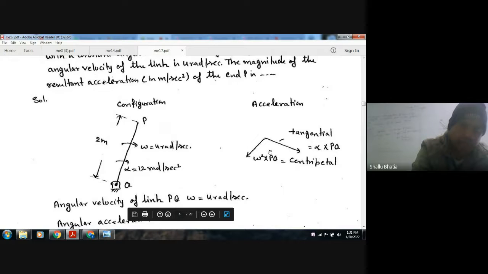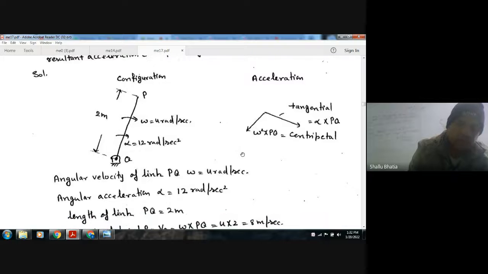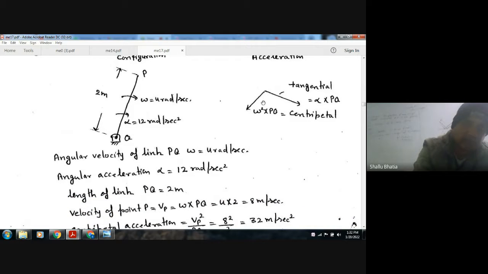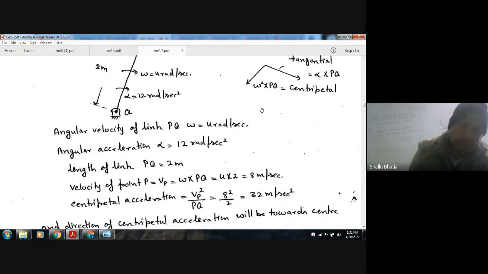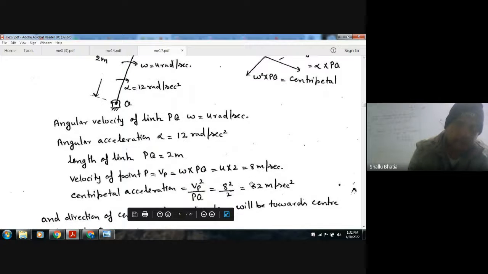So it will have two components. One is the tangential component of acceleration, another is the centripetal component. The tangential component acts perpendicular to the link PQ and the centripetal component acts towards the center. By finding the resultant of these two components, we can find the total acceleration. The velocity of point P is omega into length of link, that is 4 into 2, so the velocity is 8. The centripetal component is omega square into PQ, that's 32 meter per second square.